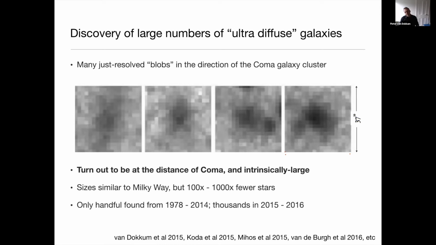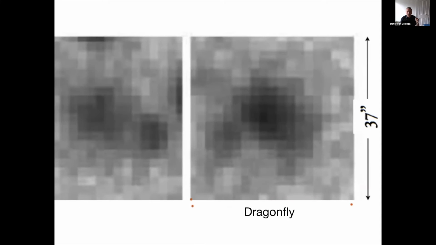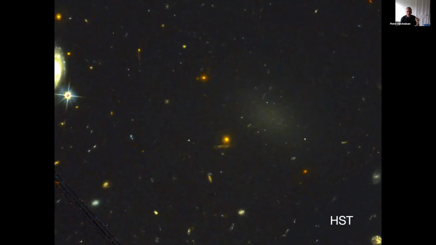Initially, we thought they were dwarf galaxies in the foreground, or we didn't really know what they were. But it turns out that they are actually at the distance of Coma and intrinsically very large. So these are galaxies that have sizes similar to the Milky Way, several kiloparsecs in their half-light radius, but far fewer stars, 100 to 1,000 times fewer stars. Let me just illustrate with one of them. This is the Dragonfly data, and then here is an image of the same area of the sky with HST.